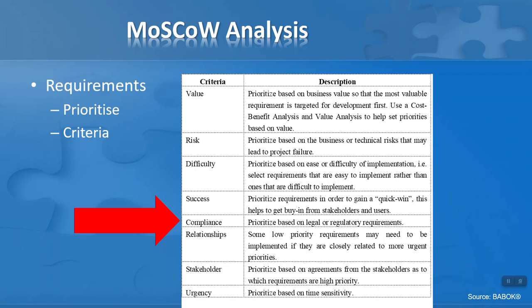So let's say, for example, you wanted to prioritize requirements based on compliance. It may well be a legal requirement that a certain requirement might have to be included in the solution. So, for example, needs around the likes of data protection and data confidentiality and so on. So there may well be a legal reason or a regulatory reason as to why something has to be prioritized.